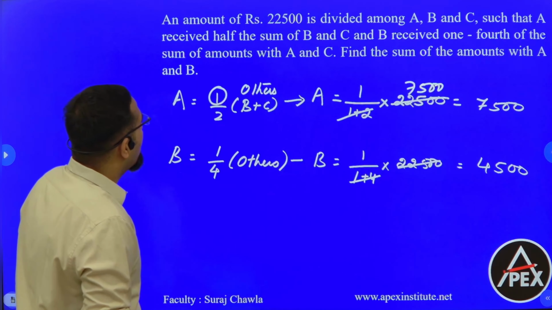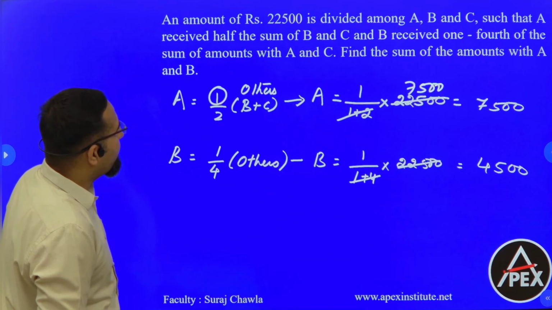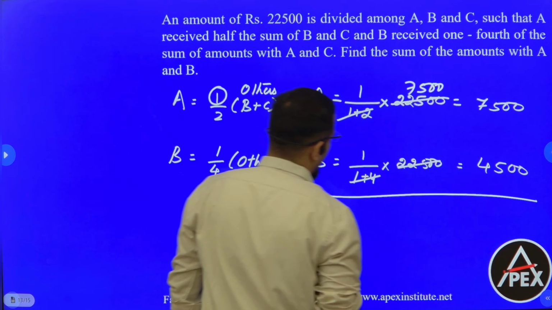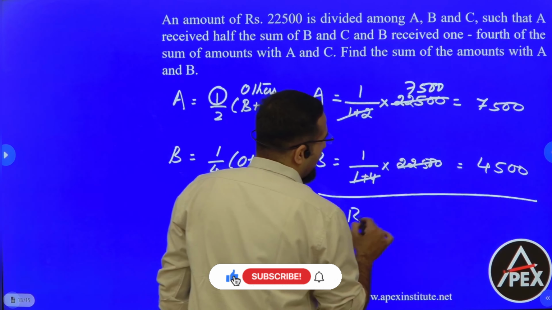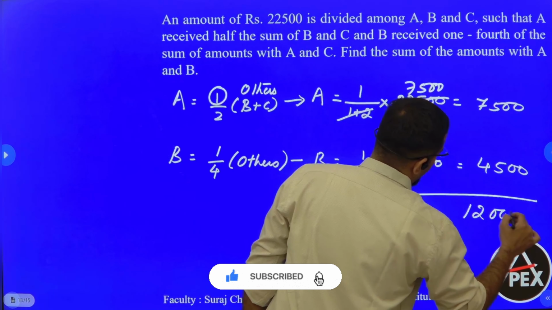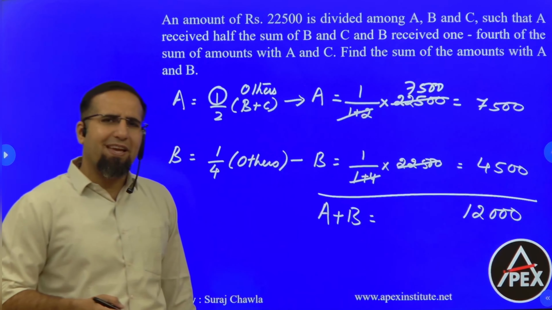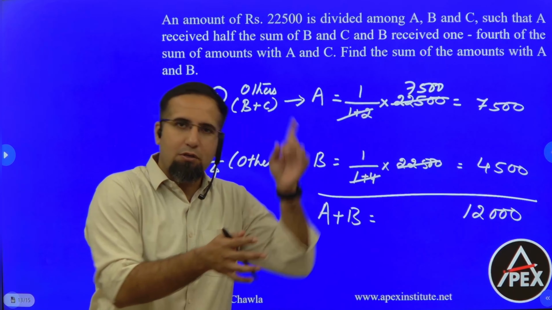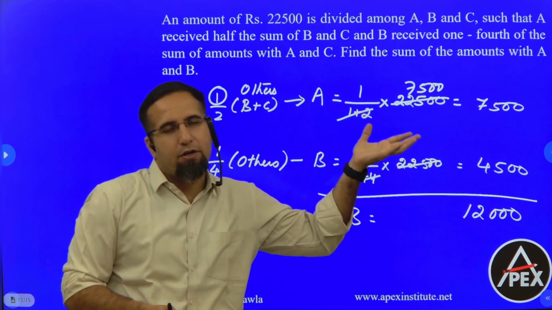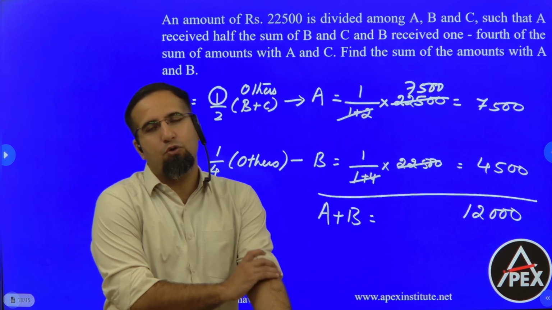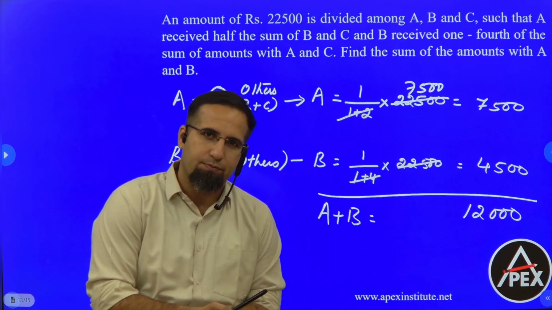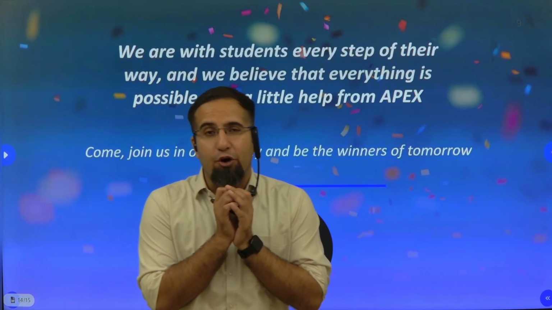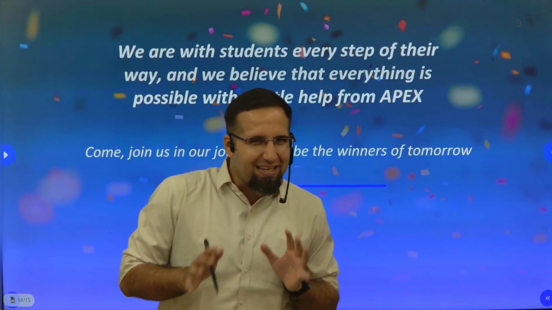Okay. Now, I want the sum of the amounts with A and B. So therefore, what are the sum of the amounts with A and B? So all I want is A plus B, which will be equal to 12,000. Now please remember, from here we can also calculate the value of C, because A plus B is 12,000, total is 22,500. So we can also say that the value of C is equal to 10,500 from here. Clear, guys?